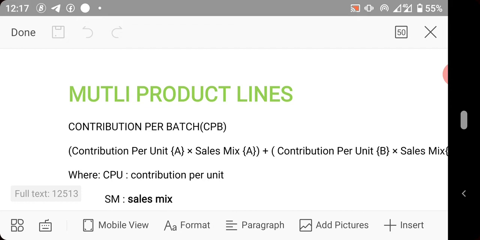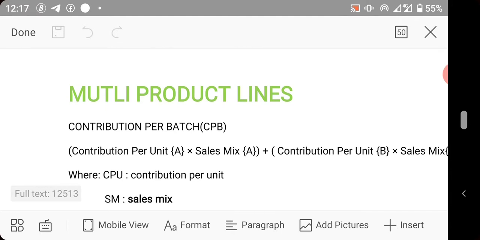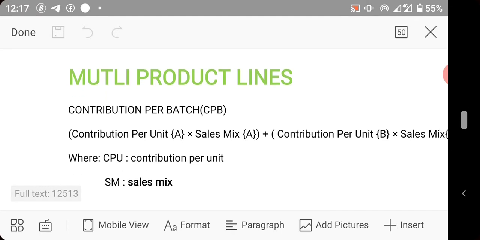Now, with this subhead, there is more than one product line that the company manufactures, and this actually violates the assumptions of break-even point analysis. All right, so today we'll be looking at how you can determine the break-even point of a company that runs more than one product. That is very, very important.